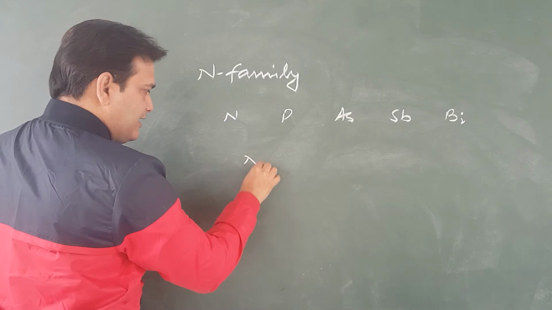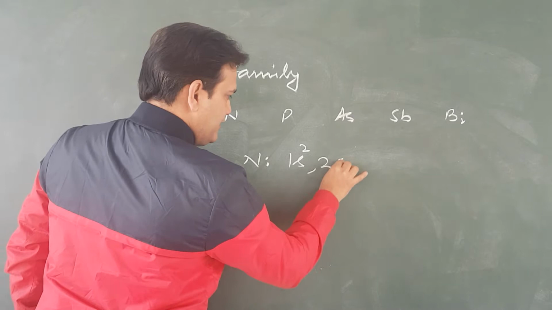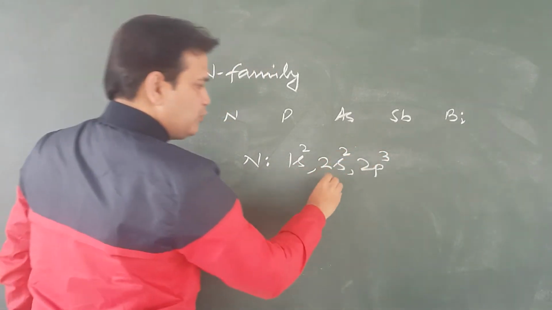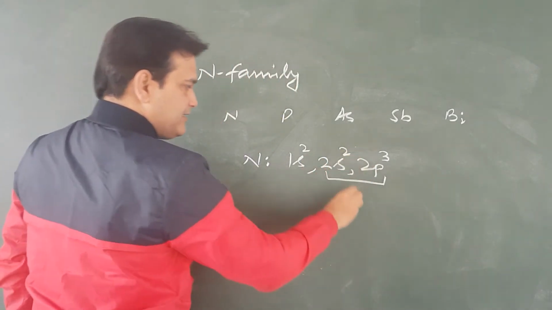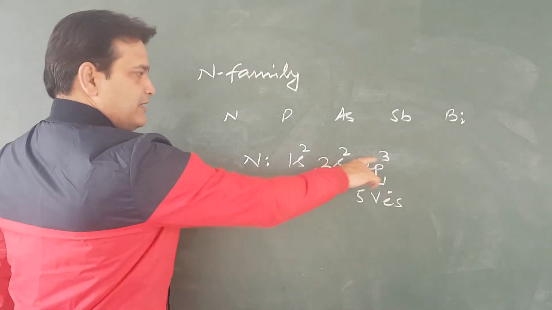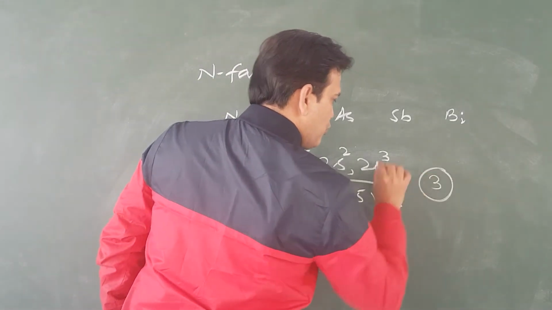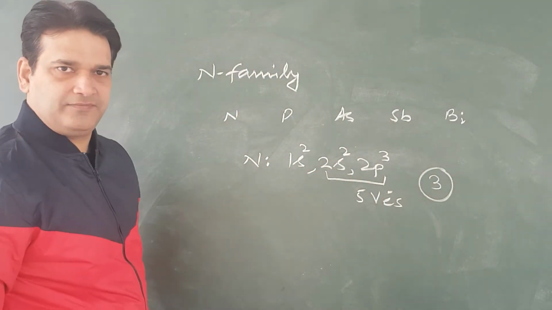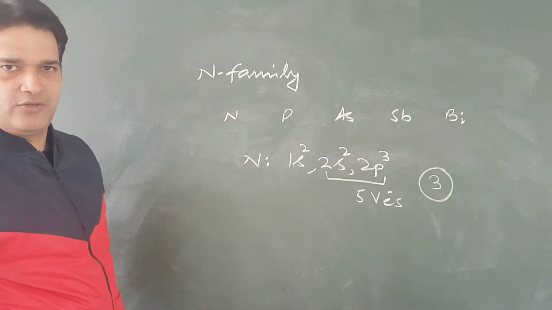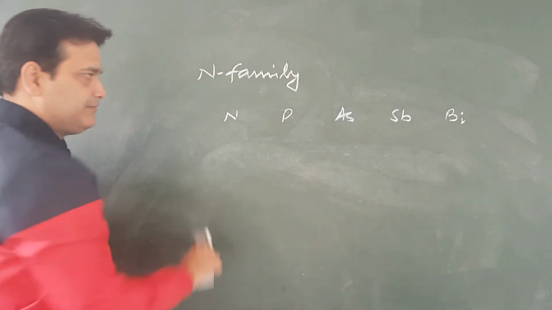And in nitrogen, the electronic configuration is 1s2, 2s2, 2p3. That is, there are 5 valence electrons. So they require 3 more electrons to complete their octet. That's why they all form trihydrides only.